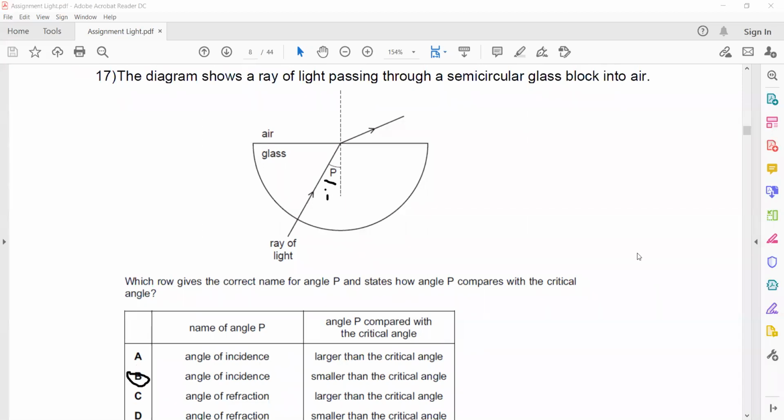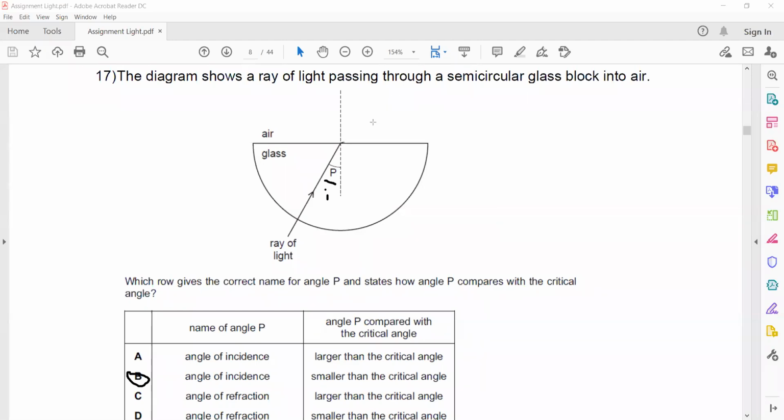If it was equal to the critical angle, then instead of the light refracting at a certain angle, it will refract at a specific angle of 90 degrees. If this was the case, then you will say it is equal to critical.